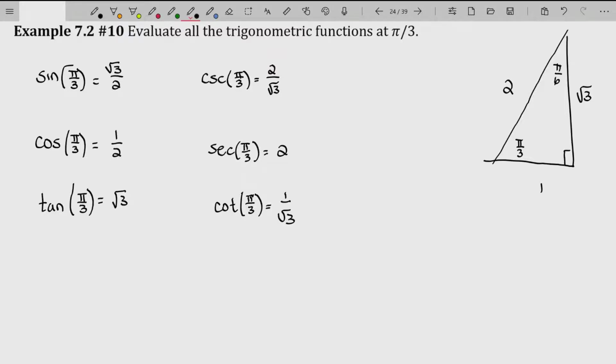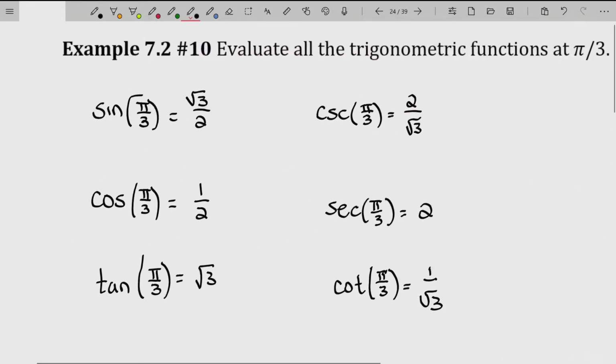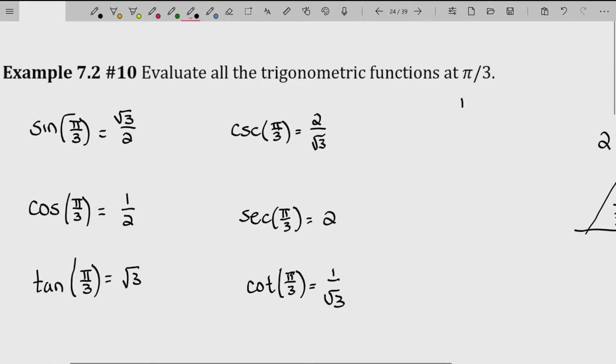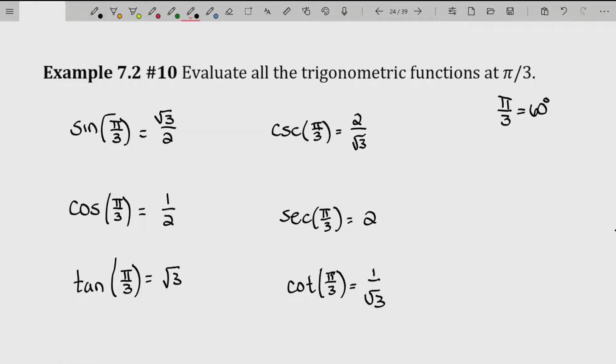Now something I want you to notice here, a critical thing to notice actually. So pi over 3 is 60 degrees, right? So pi over 3 is the same thing as 60 degrees. And we just finished in the previous problem looking at the sine, all the trig functions at 30 degrees.